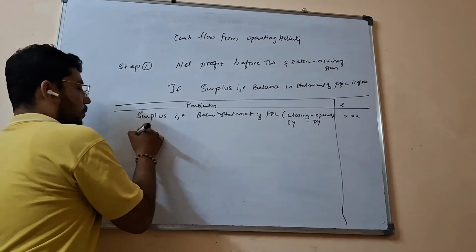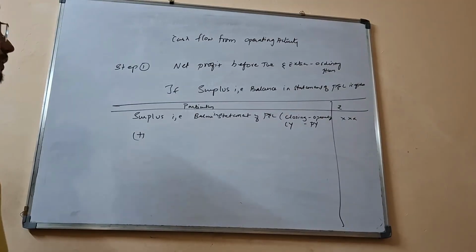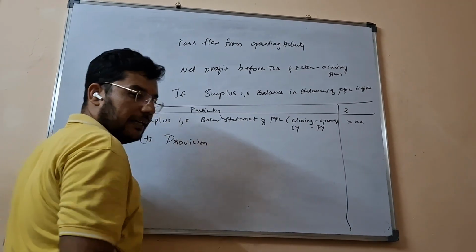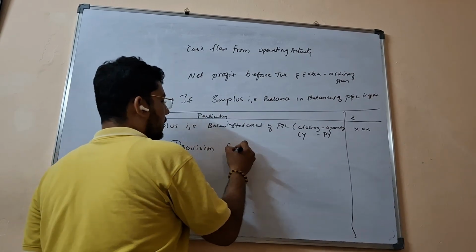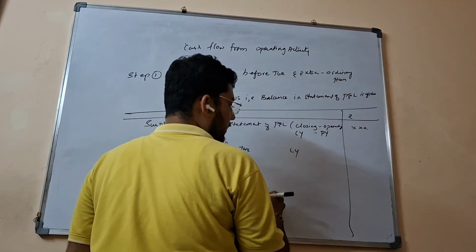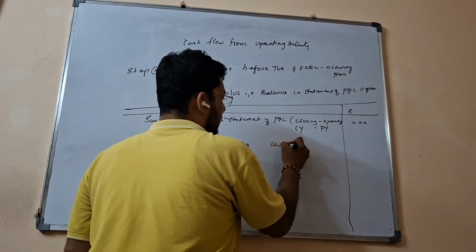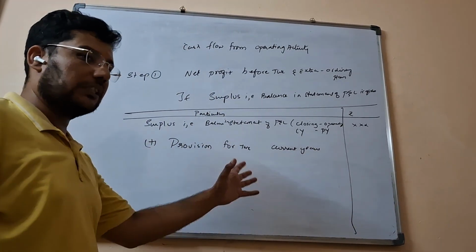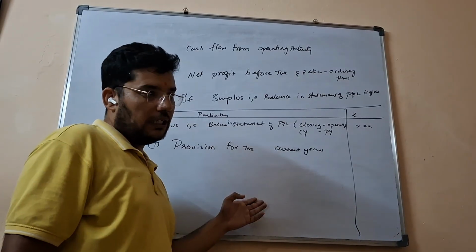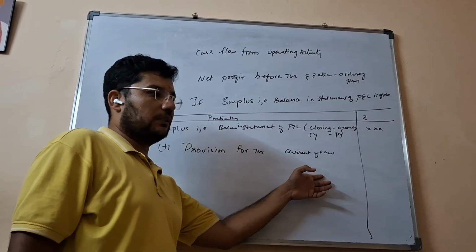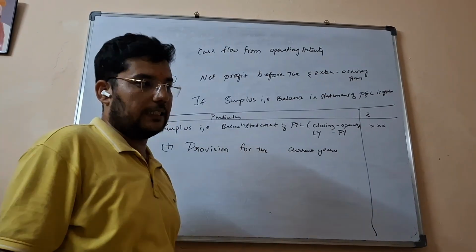Now add, what are the things? That is again saying, if provision for tax is given in current liabilities, provision for tax, which year? Current year again, current year, but this time 2 years information will be given. As balance sheet is given, previous year and current year will be given. If 22, 23 is given, so 22 is previous year, 23 is current year.